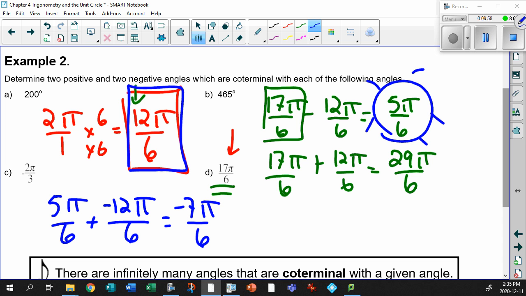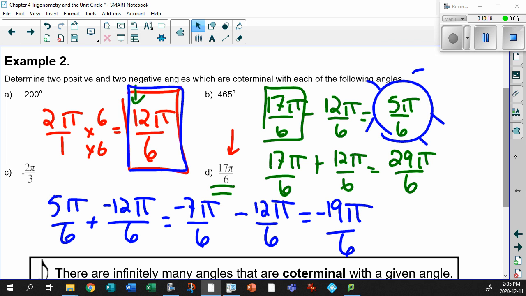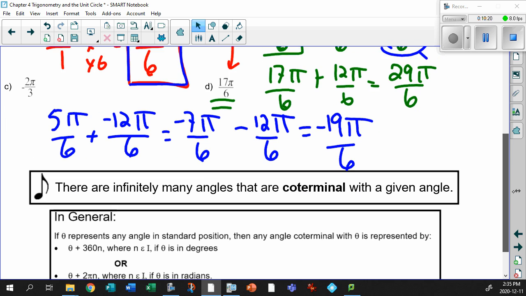Let's keep on going. If we subtract again 12 pi over 6, look what we get. We have minus 19 pi over 6. So all you're basically doing is adding and subtracting multiples of the same thing. It just makes all kinds of sense to me, right? Let's keep on going here. Let's finish this podcast off. Okay, look at this.